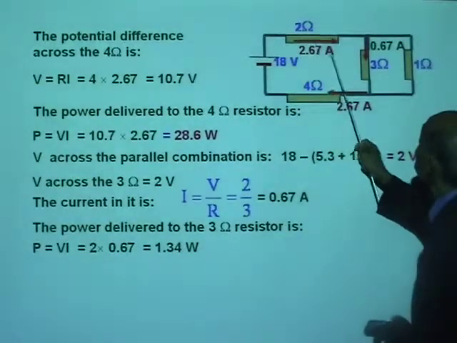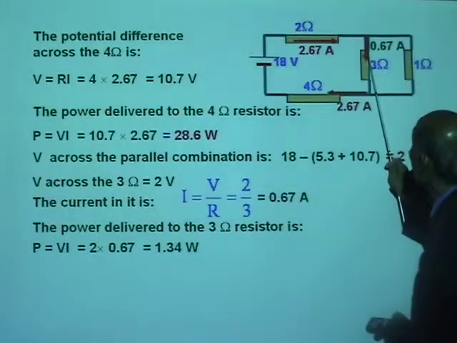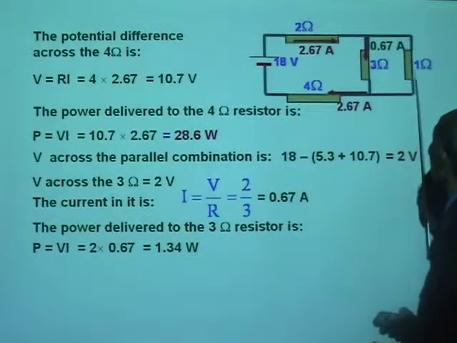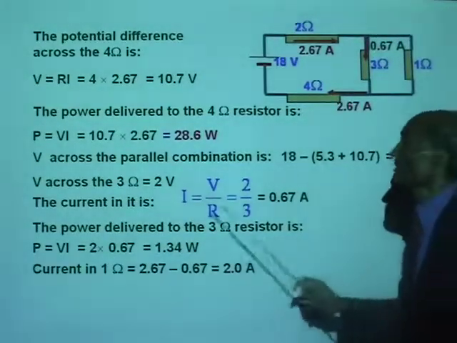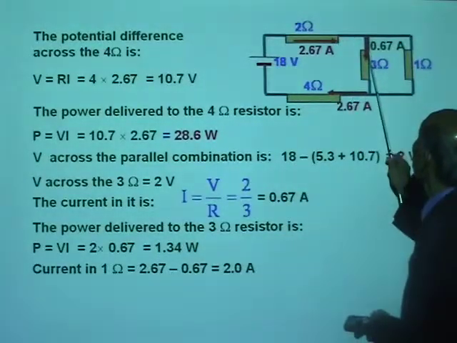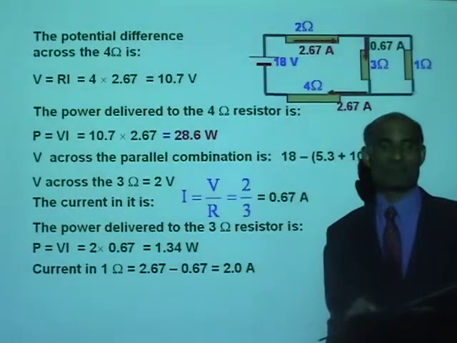Okay, now can you tell me what is the current in the 1 ohm therefore? When 2.67 ampere reaches here, 0.67 goes through the 3 ohm. That means 2 ampere must go through the 1 ohm. So the current in the 1 ohm will be 2.67 minus 0.67, that is 2 ampere.